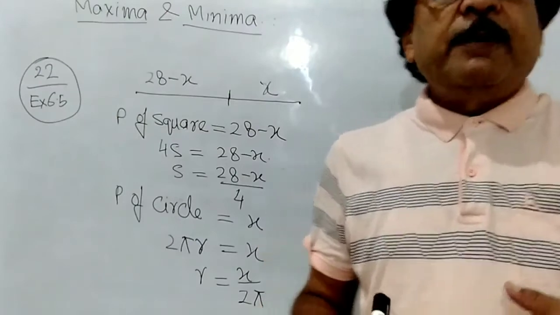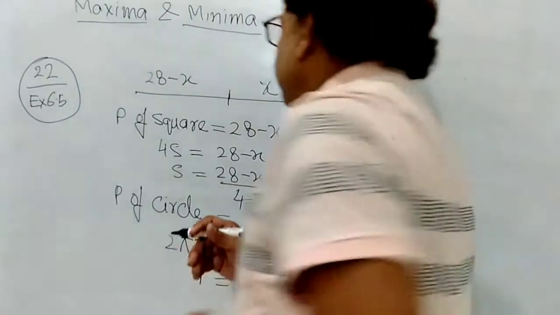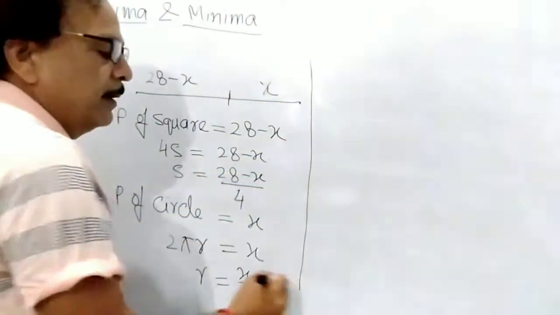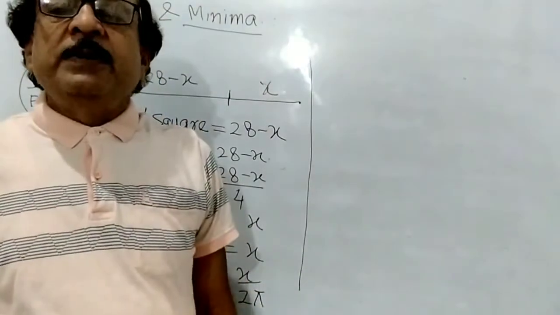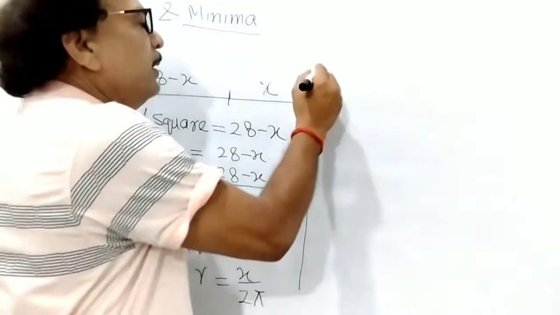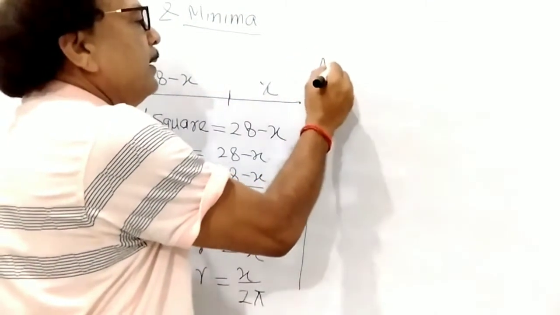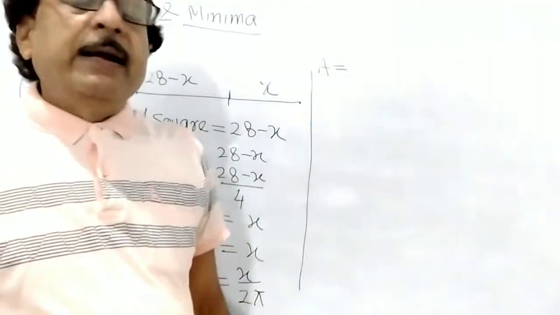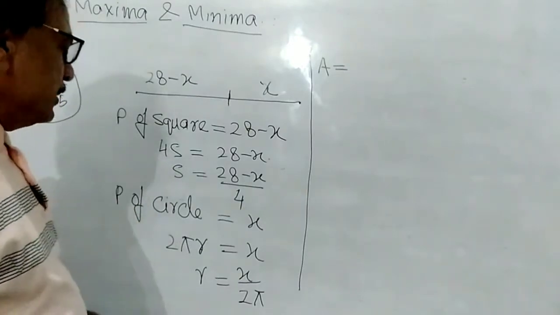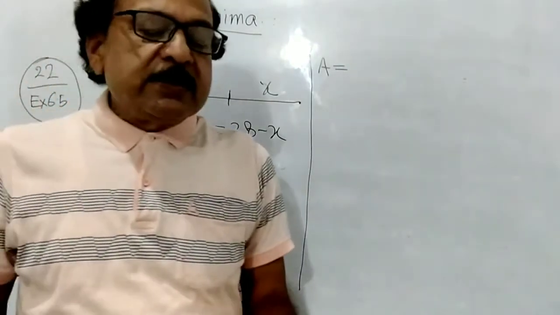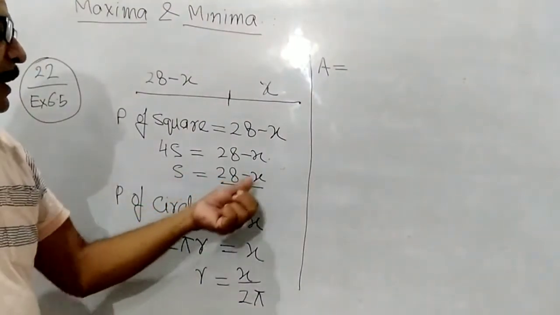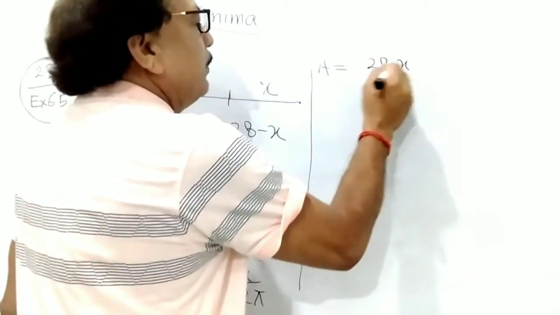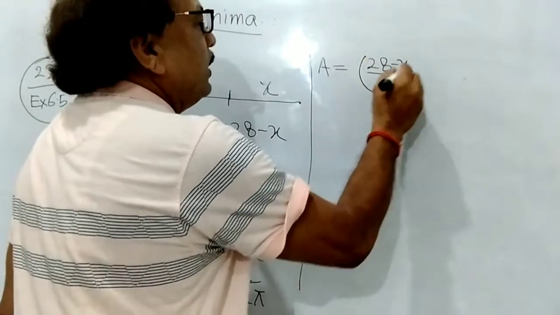So now let us write the combined area of the circle and the square. The area of the square is side squared. One side is 28 minus x by 4, so this will be 28 minus x by 4 whole square.